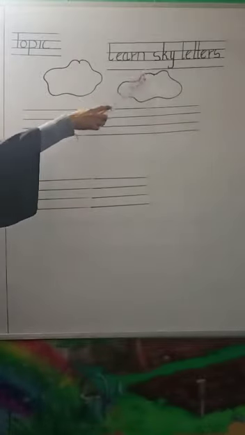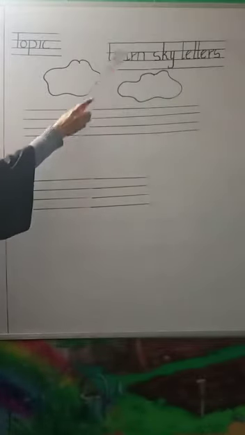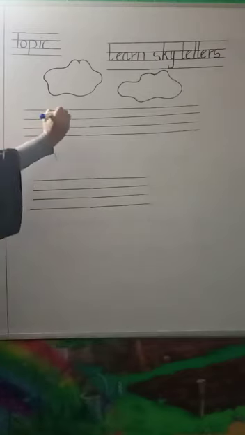It's our English period now and today our topic is learn sky letters. Now today we will see which letters are the sky letters. The letters which we will write in first three lines are called sky letters. And now we will see which letters are the sky letters.